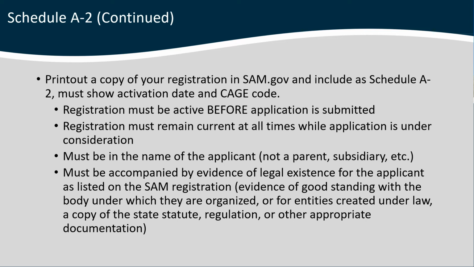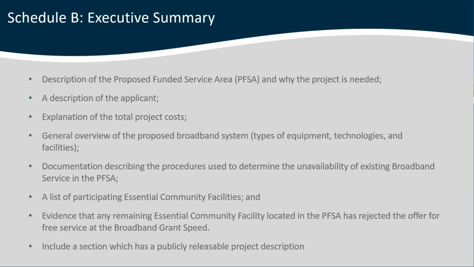Evidence of that legal existence includes good standing with the body in which the organization is organized, so Secretary of State, for example. And if the entity is created under law, a copy of the state statute, regulation, or other appropriate documentation. Schedule B is the executive summary.